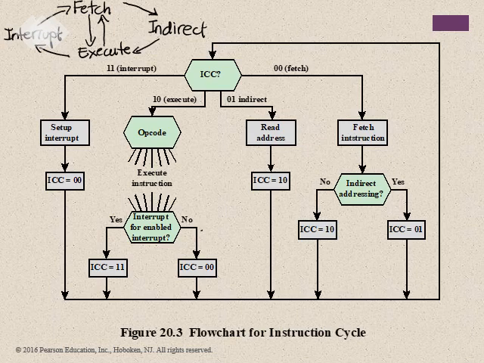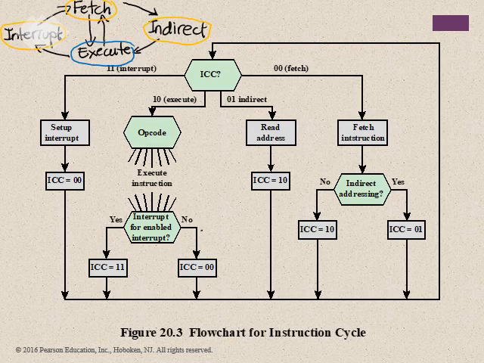So in our example, there is one standard sequence each for fetch, for indirect, and also for interrupt. However, for execute, there is one sequence for each opcode. Different opcodes will produce different micro operations. To complete the picture, we need to tie the sequences of micro operations together, combining all four, and this is shown in figure 20.3.